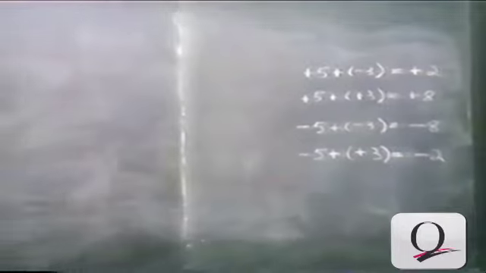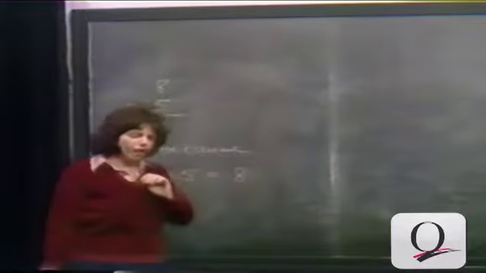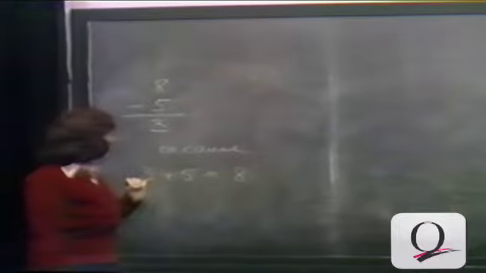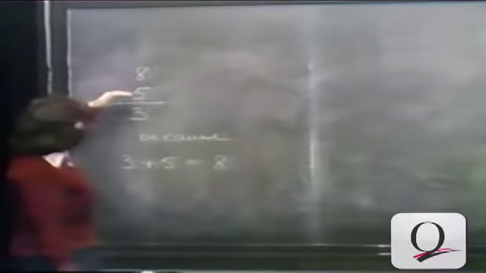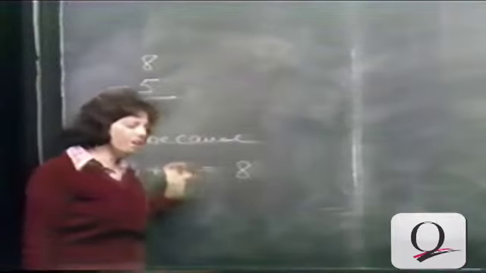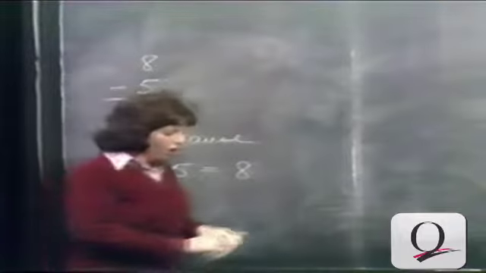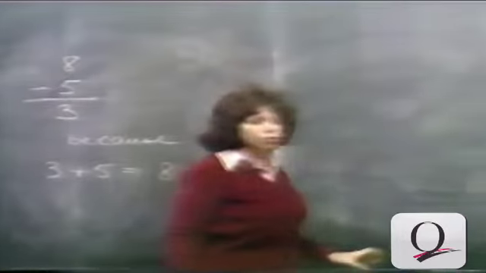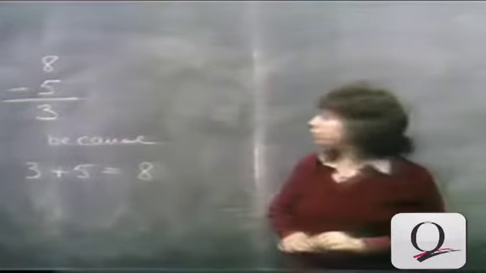Okay, once again, remember the basic rule for subtraction that we had for the natural numbers was that if 8 minus 5 equals 3, then 3 plus 5 equals 8. Subtraction is defined in terms of addition. Okay, now let's try to work out some problems involving subtraction of signed numbers.